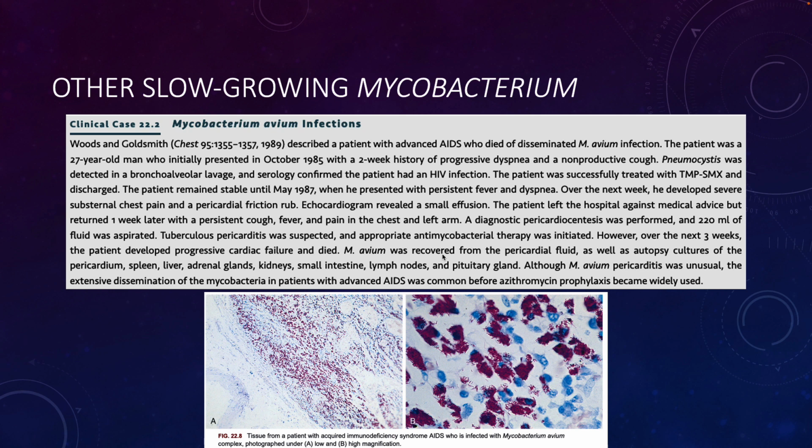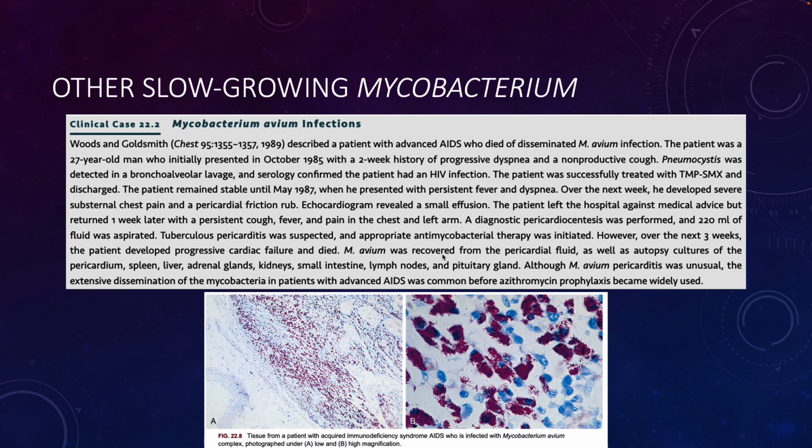He showed up again a couple years later with the fever, difficulty breathing, developed severe chest pain, left the hospital against medical advice, but returned a week later with a cough, fever, pain in the chest and arm. It was suspected that he had pericarditis. So the pericardium is that membrane that surrounds the heart. So they suspected that he had an infection caused by tuberculosis that was inflaming the membrane of his heart. And they prescribed him mycobacterial therapy.